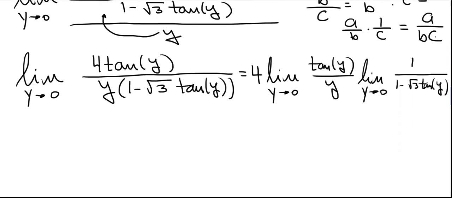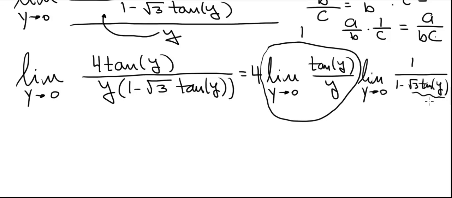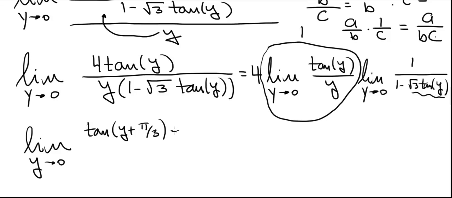So let y go to 0. The limit as y goes to 0 of tangent y over y, that's our result number 1. That limit is 1. As y goes to 0, tangent of y goes to 0, so square root of 3 tangent y goes to 0. And the second limit is 1, and then times 4, we end up with 4. So the limit as y goes to 0 of tangent of y plus pi over 3 minus square root of 3, divided by y, is equal to 4.